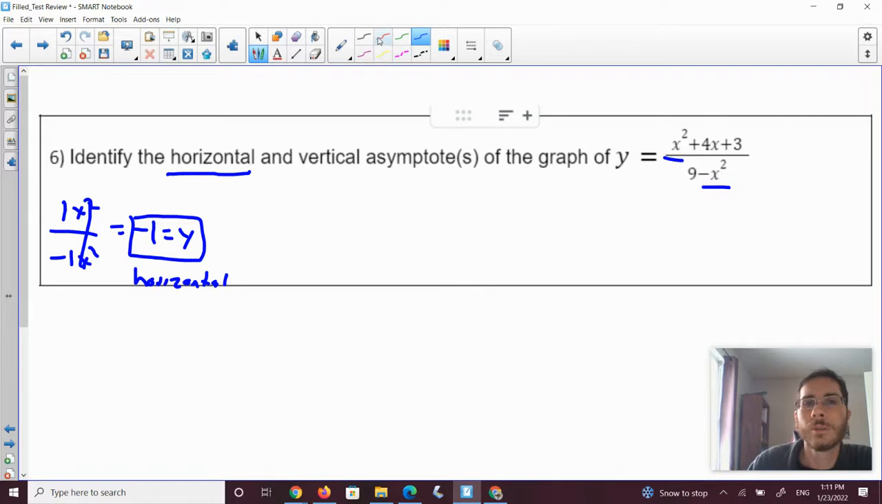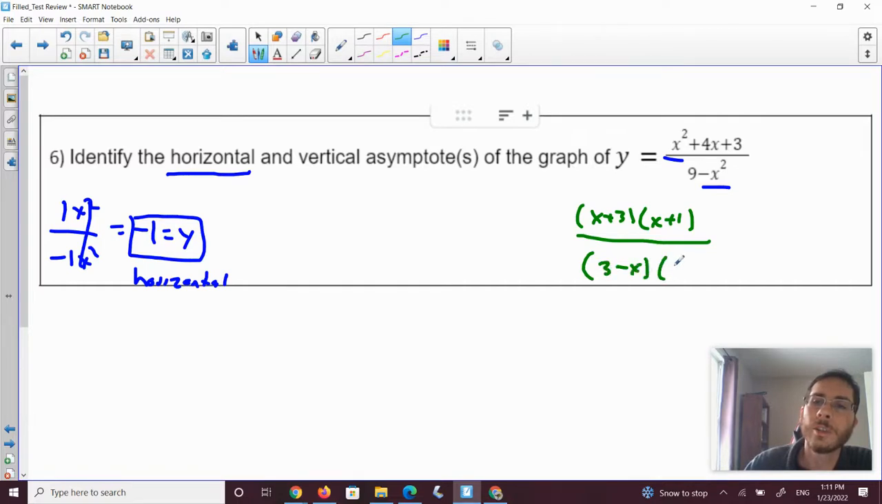For the vertical asymptote, what we want to do is, just like we did with the last one for the domain, set the denominator equal to 0 and double check to make sure it doesn't make the top equal 0. So let's factor both the top and the bottom, just because it seems like that's going to be the easiest route on this one. So on top, I want to find things that multiply to 3 and add up to 4. That's x plus 3, x plus 1. On the bottom, I've got a difference of squares. So 9 minus x squared would be 3 minus x and 3 plus x.